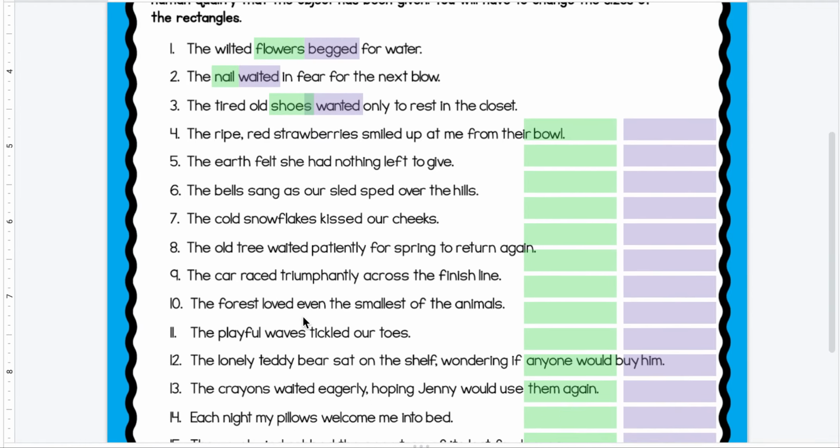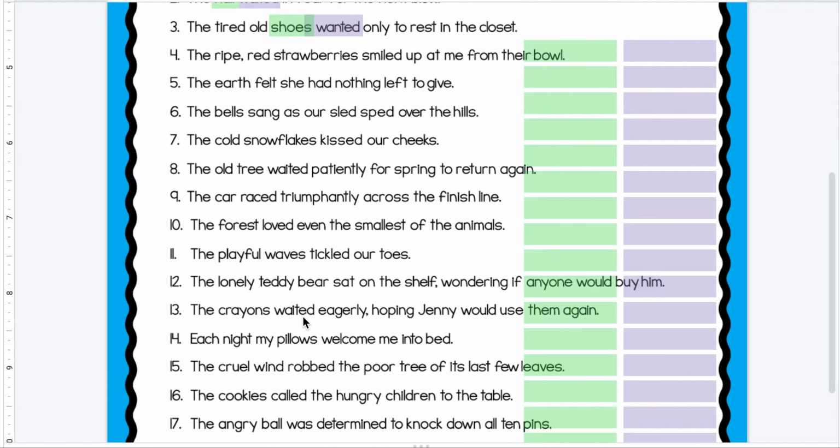So let's look at number 4. The ripe red strawberries smiled up at me from their bowl. What is the object? Take a second, think about it. Is it the ripe? Is ripe an object? No. Ripe is an adjective. Red, is that a noun? No, that is an adjective. What are they describing? They're describing the strawberries. Are strawberries a noun? So are strawberries a person, place, or thing? Yes, let me grab my green, bring it over here to strawberries. Strawberries are definitely nouns. They are a thing.